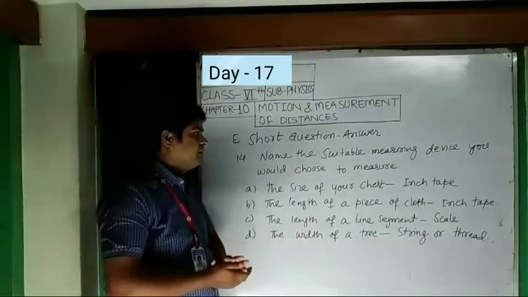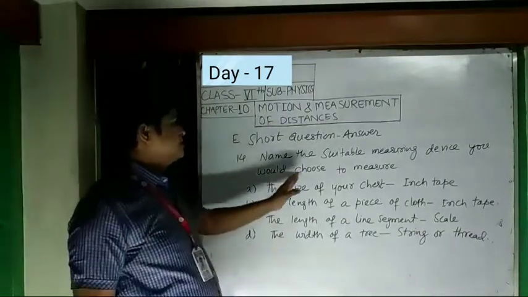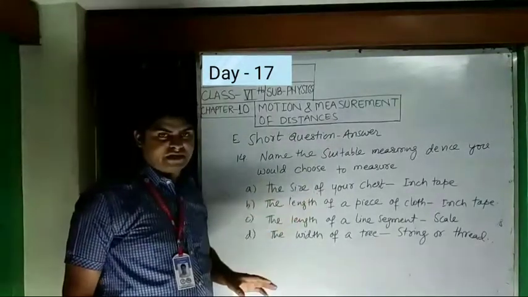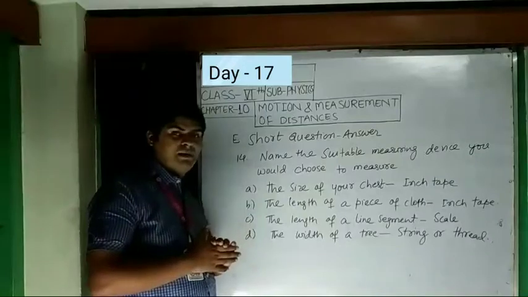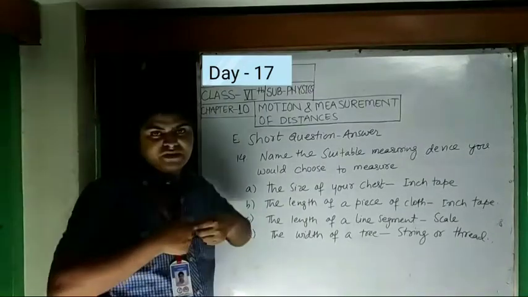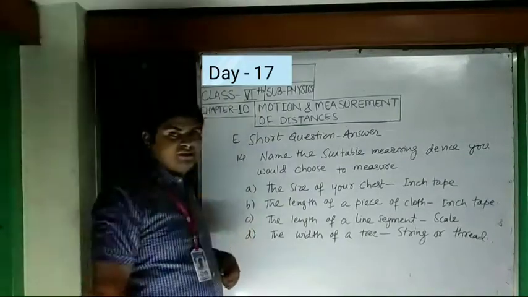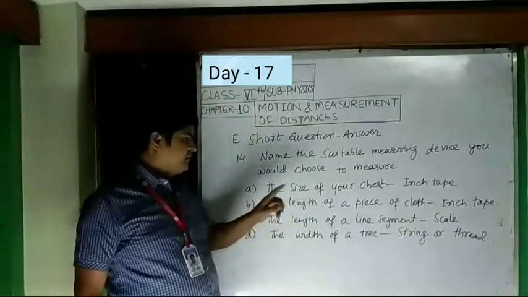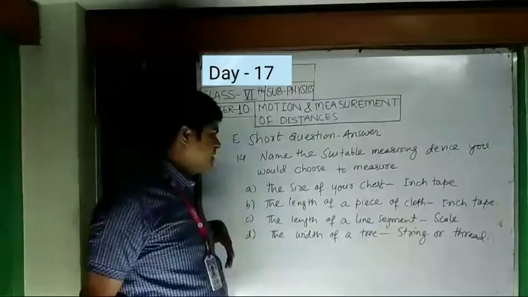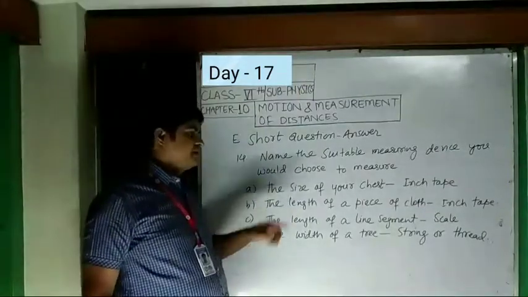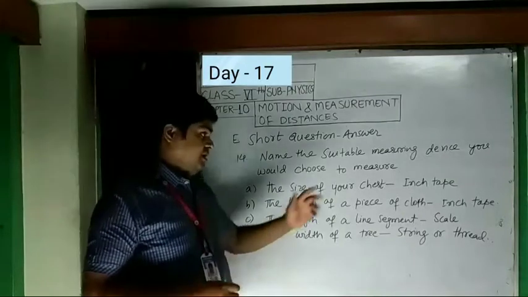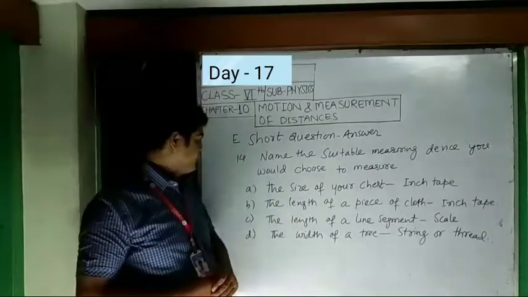Name the suitable measuring device you would choose to measure. First one is the size of your chest. You have known how you will measure your chest with the help of inch tape. Okay. Measuring device is inch tape. Number B, the length of a piece of cloth. You have seen that a tailor uses inch tape to measure cloth. So measuring device is inch tape.